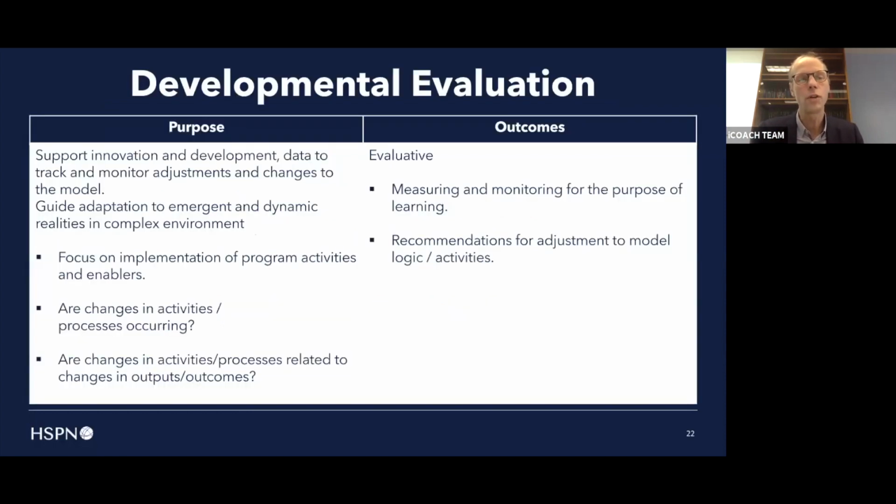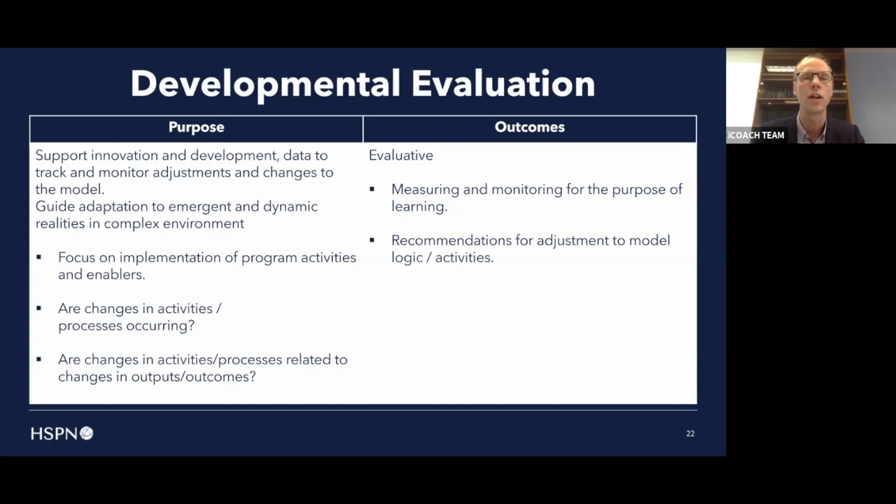I'm just going to preview now for about 3 minutes some of the future work which relates to the developmental evaluation. So people know that this is one step, step one forward on a larger program. And first off is the purpose of the developmental evaluation moving forward is to support the innovation and development and use data to track and monitor adjustments and changes to the models over time. Very iterative. We don't have a completely fixed plan.